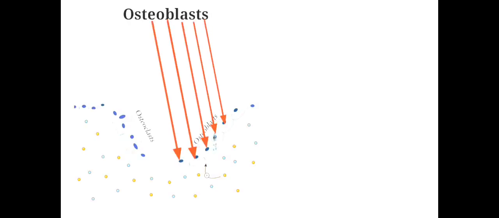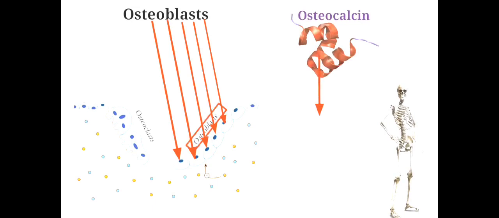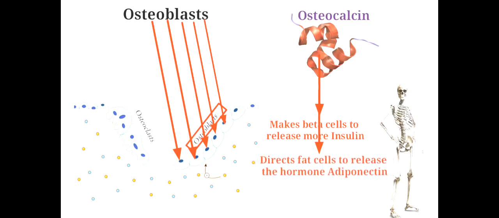Osteoblasts are cells that form bones. Osteoblasts secrete osteocalcin. Osteocalcin acts as a hormone in the body, causing beta cells in the pancreas to release more insulin, and at the same time directs fat cells to release the hormone adiponectin, which increases sensitivity to insulin.